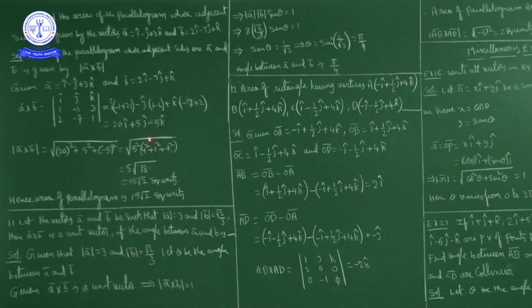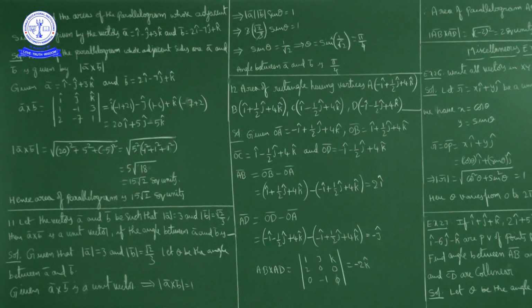So 20 square we can write as 5 square into 4 square. So 5 square common, still we have 4 square. Here 5 square common, 1 square. Here 5 square common, 1 square. So square root of 5 square is 5 into square root of 16 plus 1 plus 1, root 18.